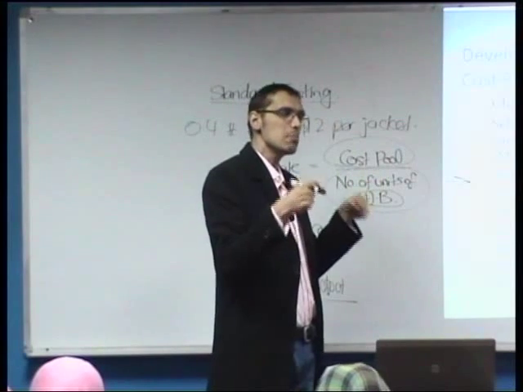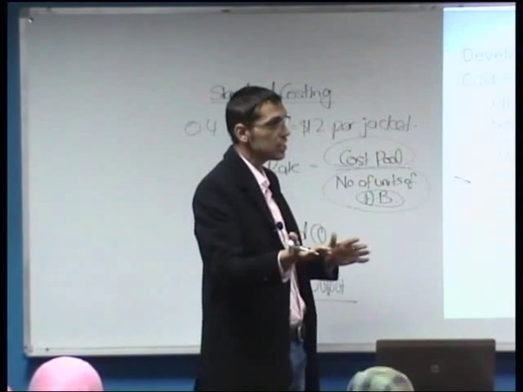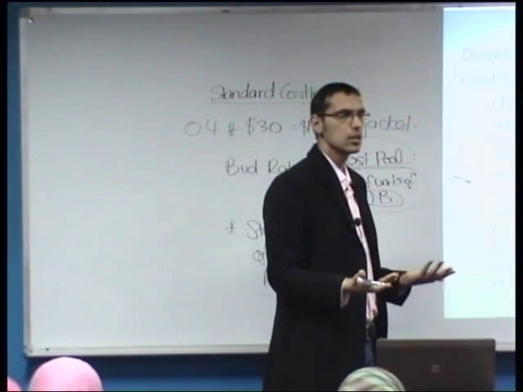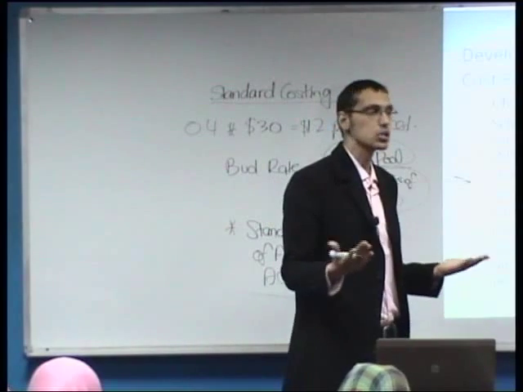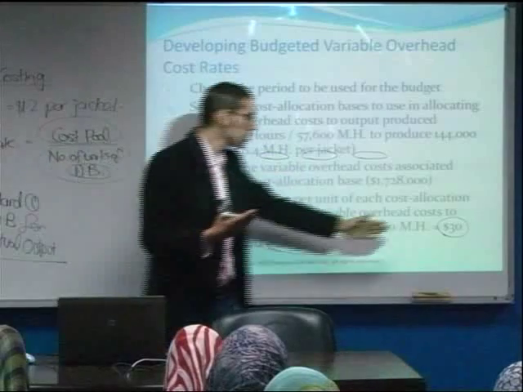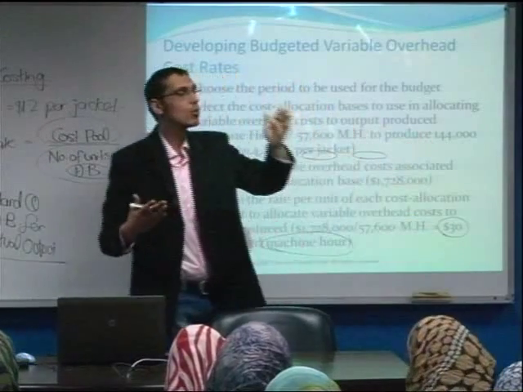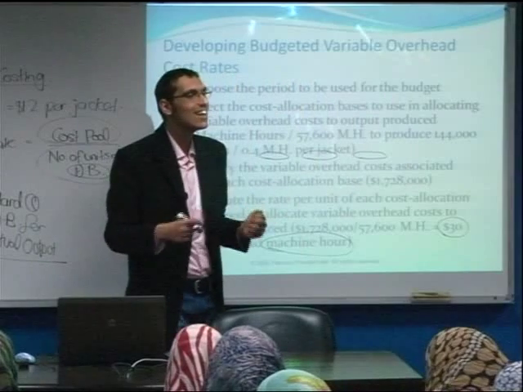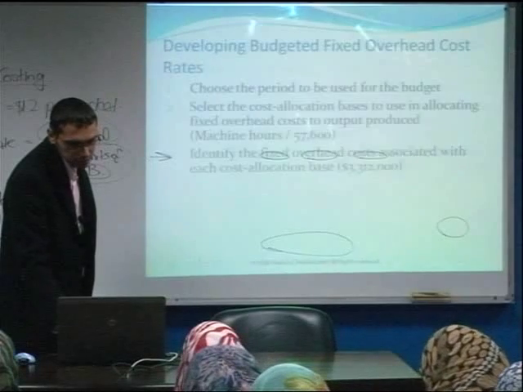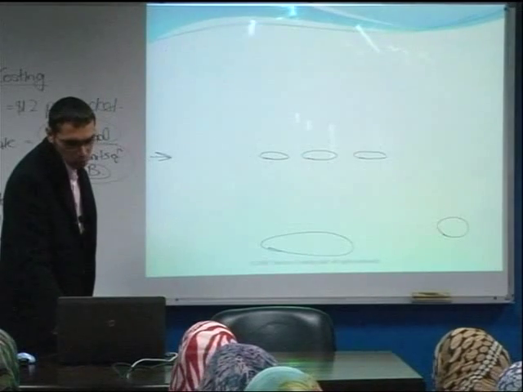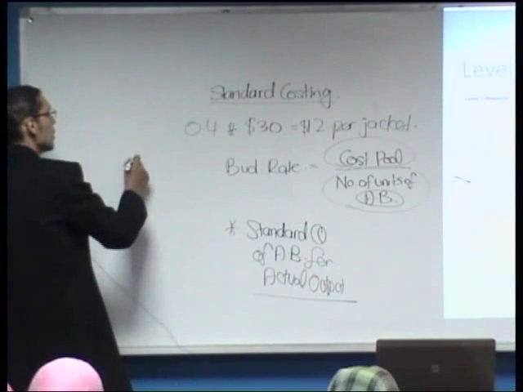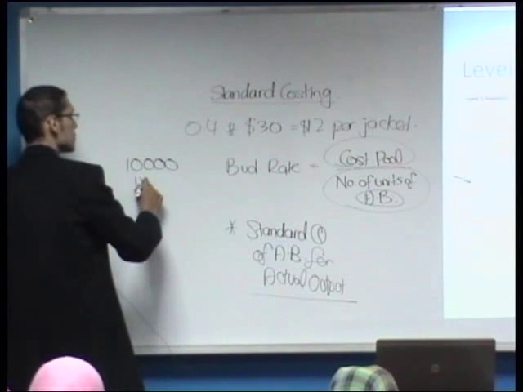But it would be better for us in our analysis, as we are going to see later, to use the $30 per machine hour, because how are we going to allocate? What do you think? How are we going to allocate the $1,728,000? By multiplying the $30 by the machine hours, or the standard machine hours, for what? For the actual output. Therefore, according to our flexible budget, what was the actual output? What was the actual number of units? It was 10,000 units, correct?